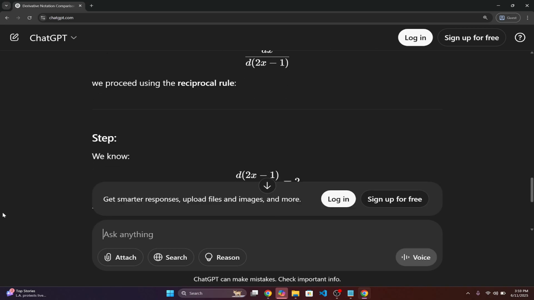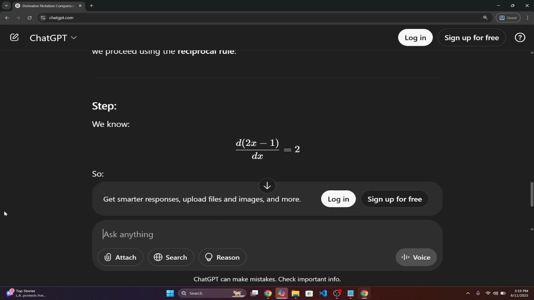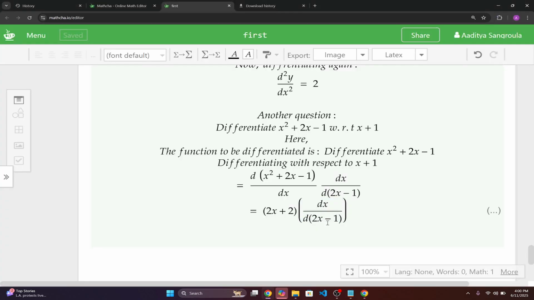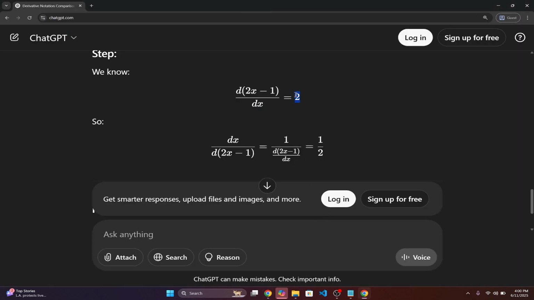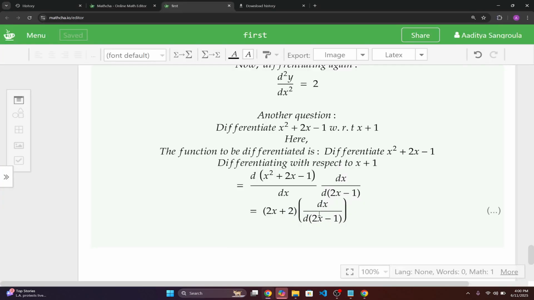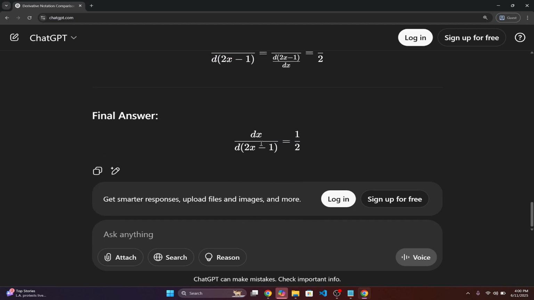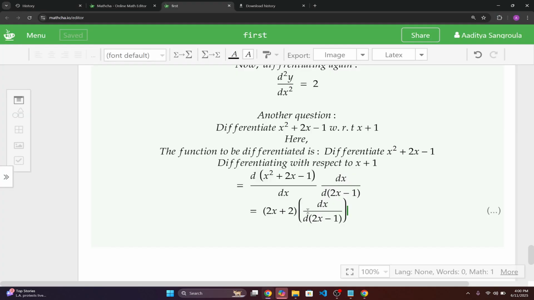We will proceed using the reciprocal rule. Let's see. If we take the reciprocal of that, then we get 2. So, oh wow, this is a pretty cool logic, right? Using the reciprocal rule, that's equal to 2x plus 2.